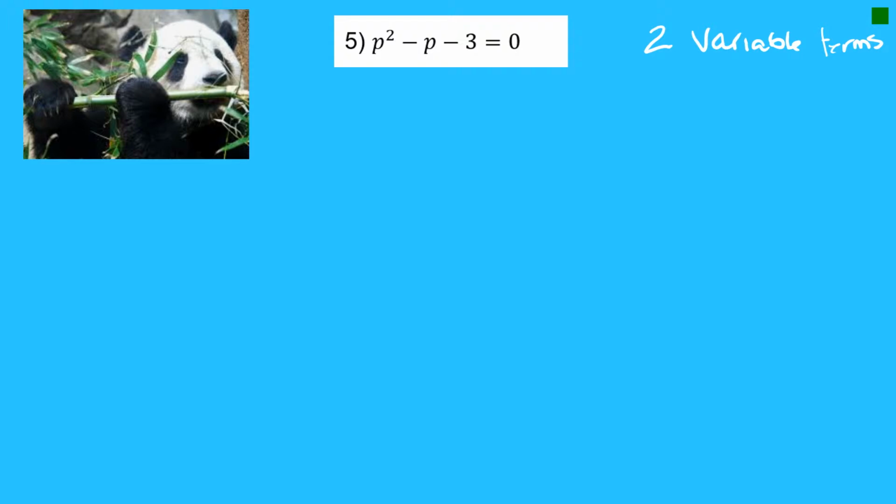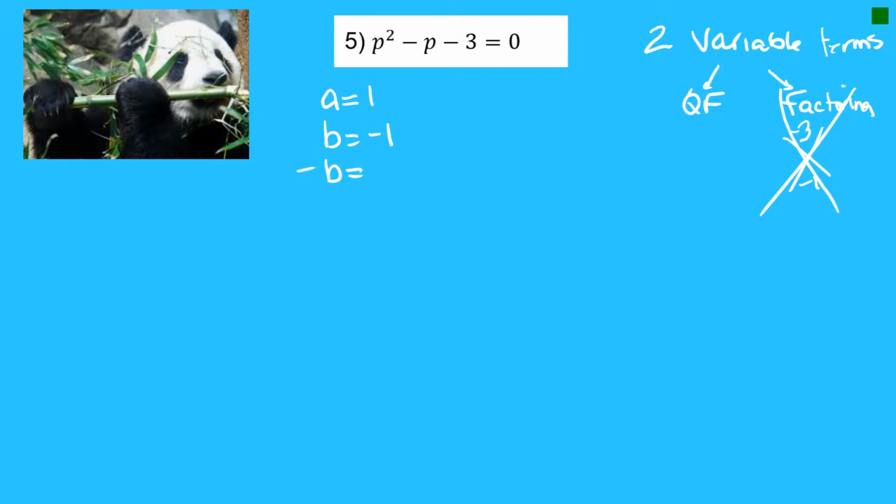I have to either do the quadratic formula or I can try factoring. Now, if I factor this, I'm looking for the factors of negative 3 that add up to negative 1. There are none, so factoring is off the table. So I'm going to do the quadratic formula. A, the coefficient of the squared term, is 1. B, the coefficient of the linear term, the variable that doesn't have an exponent, is negative 1, which makes the opposite of B 1, and C is negative 3.